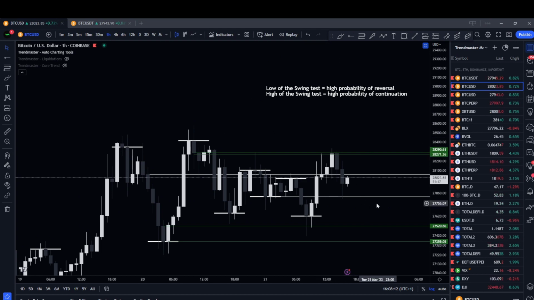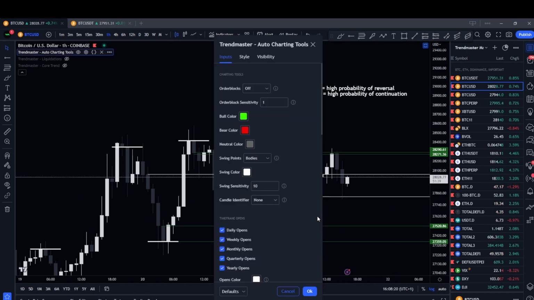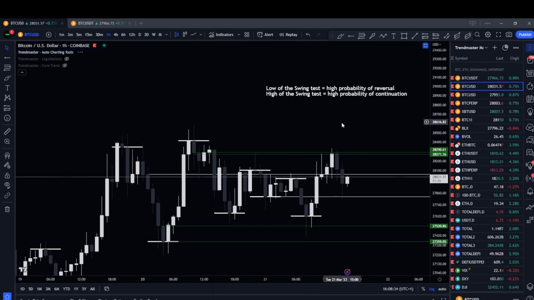No, it does. Just setting up the swings. I know the auto charting does it for me. So you're saying instead of the wick, use the bodies. You can use the wicks too, but for me, if I just put it back on wicks and put the swings back on 5, back to the normal settings, which is fine.